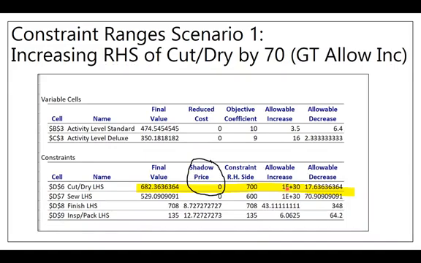If we go above the allowable increase, so we increase the right hand side of cutting and drying by 70, that's bigger than the allowable increase was on our starting problem. What we end up with is the right hand side of the constraint that's 700, and then the final value on the constraint is only 682, so it's not binding anymore. There's now slack, and the shadow price of course has to fall. And since it's not binding, it only has one thing to fall to, and that's 0.